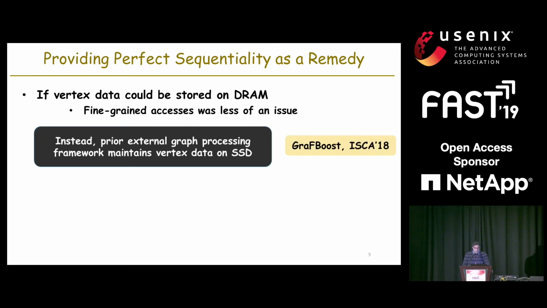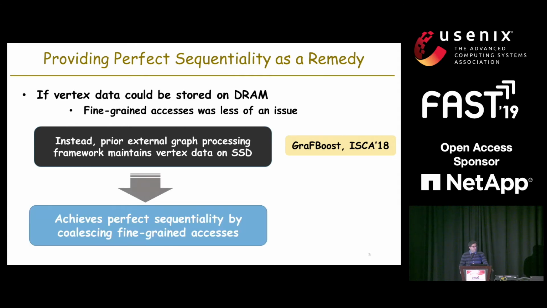So prior work on external graph processing, which maintains all vertices on SSD, tries to achieve this perfect sequentiality in accesses by coalescing all these fine-grained updates and then applying them to SSD. We take GraphBoost, which was recently published, as an example of a state-of-the-art external graph processing framework, but the same arguments we make can be applied to other external graph processing systems where they also try to provide complete sequentiality.